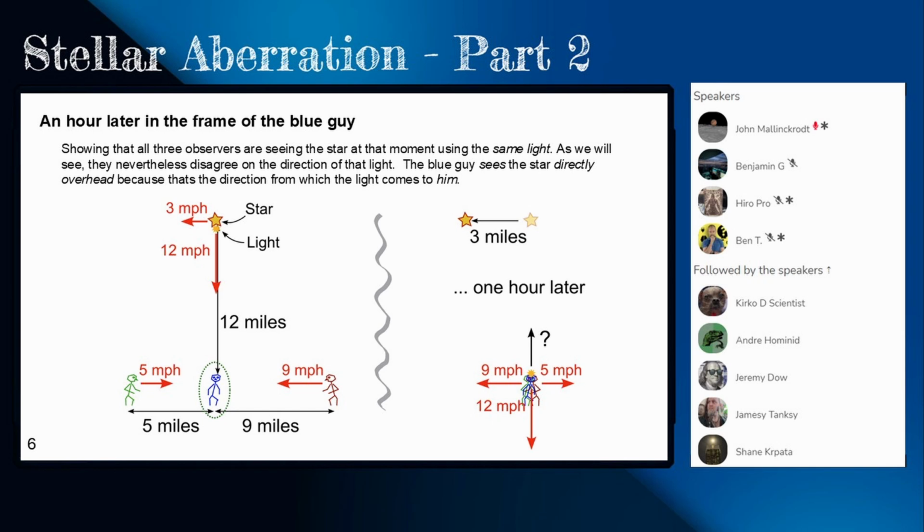And of course, the blue guy sees the star right up there, right up above him, but the star's not there. That's not where the star is. That's only where the star was when it emitted the light. The star is now 3 miles to the right.